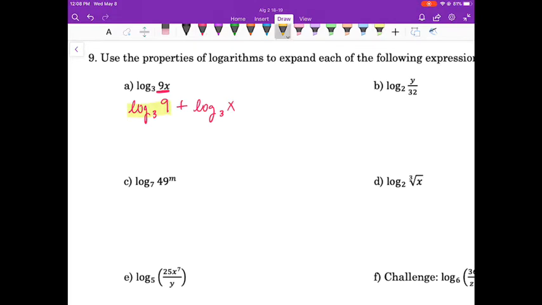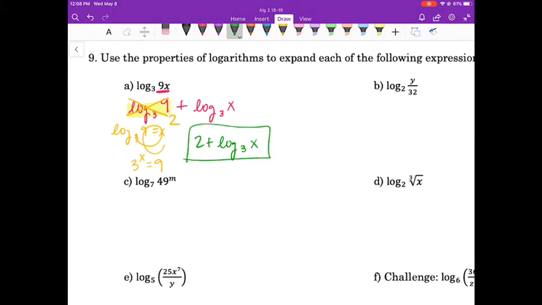We can evaluate that and make it a nice looking number. If I had log base 3 of 9 equal to x, and we would log loop it, 3 to the x equals 9, oh, x is 2. So we can swap out that entire log base 3 of 9 with just 2. So our final answer then is 2 plus log base 3 of x.